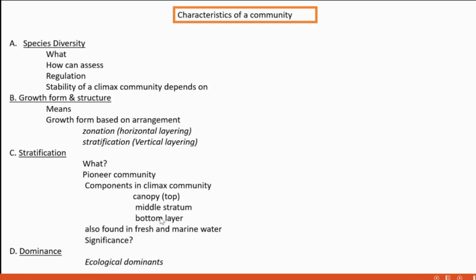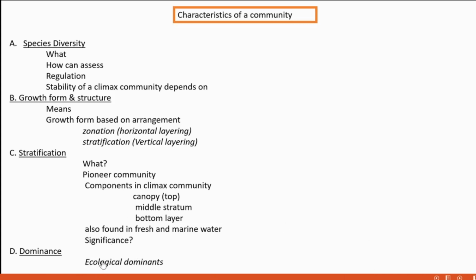Regarding the bottom layer, it is composed of shrubs and herbs, and the animals found there include invertebrates, amphibians, reptiles, birds, etc. This type of stratification is also found in fresh and marine water. What's the significance of stratification? Through stratification, we can avoid unhealthy competition. If we wisely distribute a certain amount of food or sweets among a group of people, we can avoid competition. Similarly, through stratification we avoid unhealthy competition.